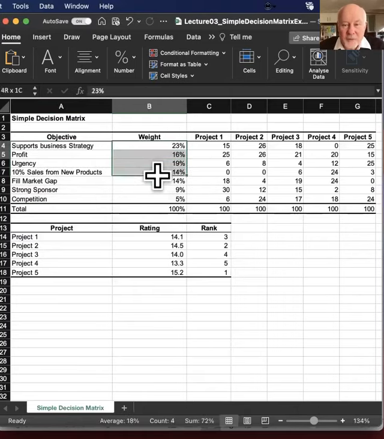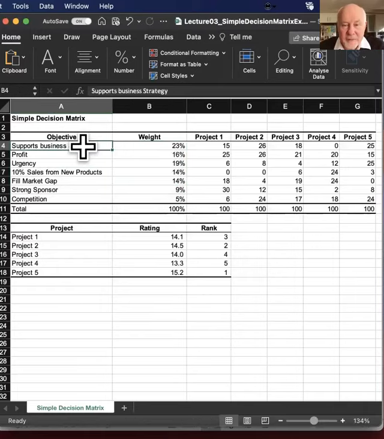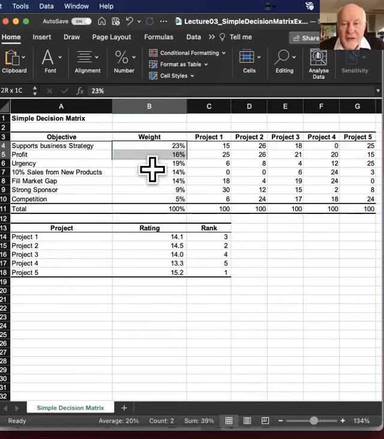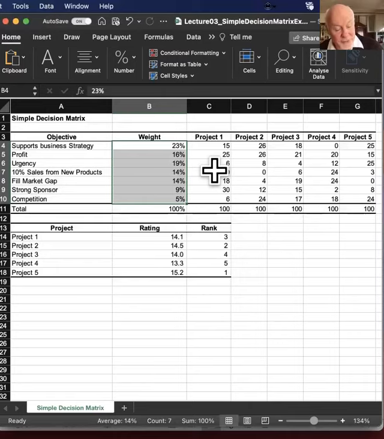We have these weights that are given to these objectives, and the assignment of weights is something that can also become a bit political in a decision-making process.